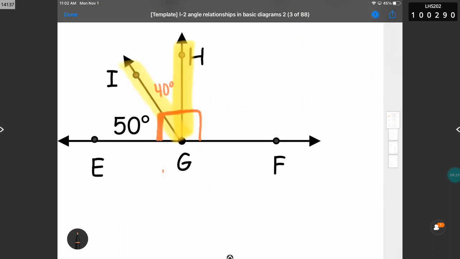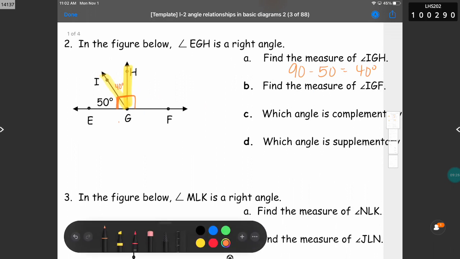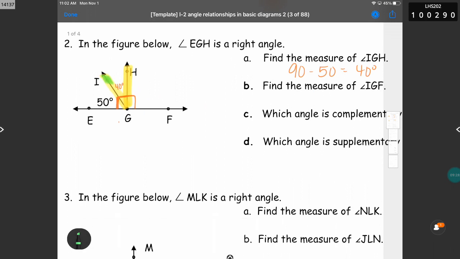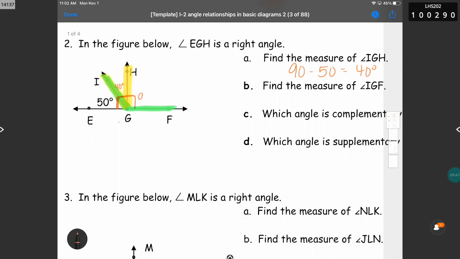Find the measure of IGF. So now I want to know IGF. 130. How did you get 130? Because 180 minus 50. Okay, y'all did 180 minus 50? Does anybody see another way you could do it? 90 plus 40, because this is 90, and that small angle right there is 40, right? Yes. So I could have done 90 plus 40, or I could have done 180 minus 50.